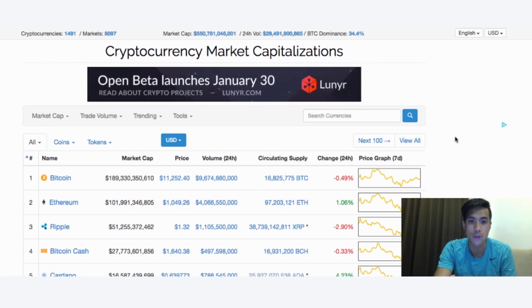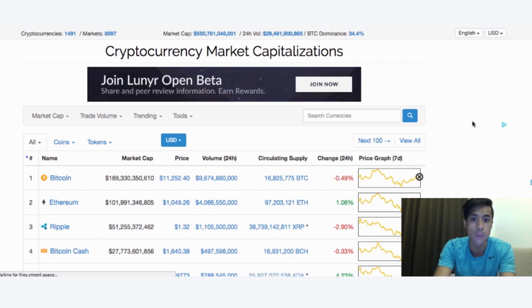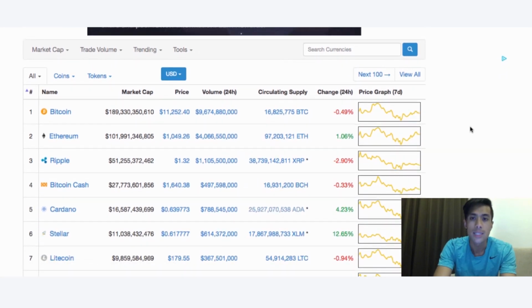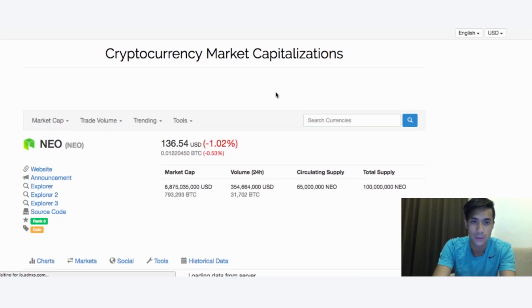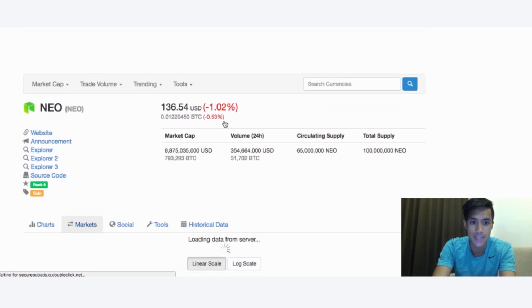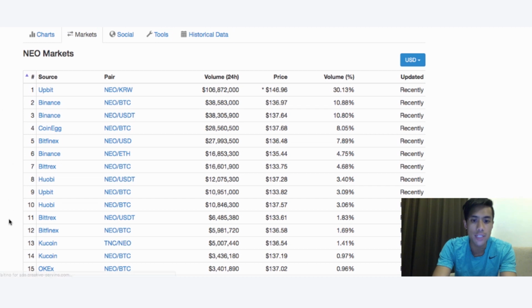Once you have the Bitcoin in your Coinbase account, open up a new tab and find out which exchange the coin you're interested in is available on by going to coinmarketcap.com. Let's take a look at NEO for example. Once I'm on CoinMarketCap, I'll search for NEO, then click on the Markets tab. You can see here all the exchanges NEO is traded on. Today I'll be showing you how to buy it on Binance.